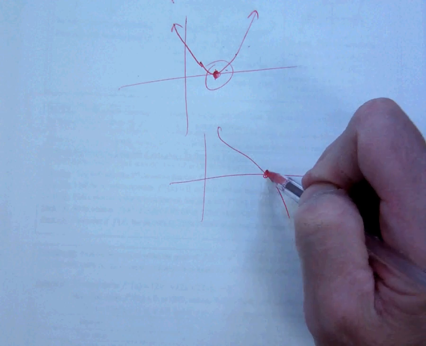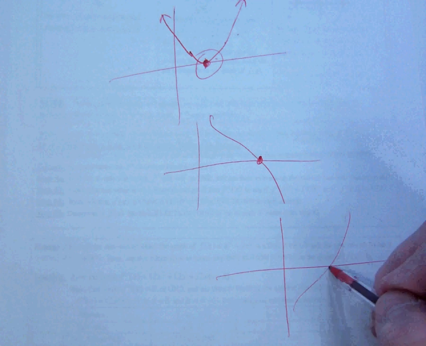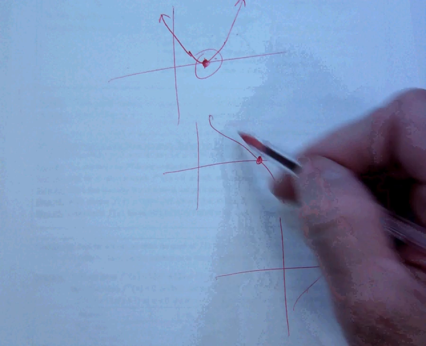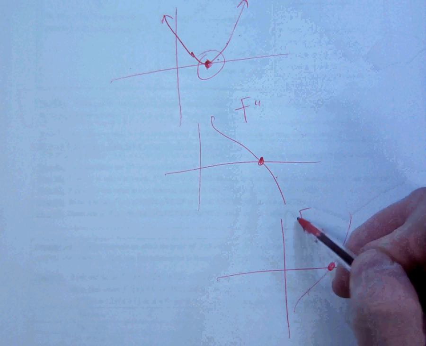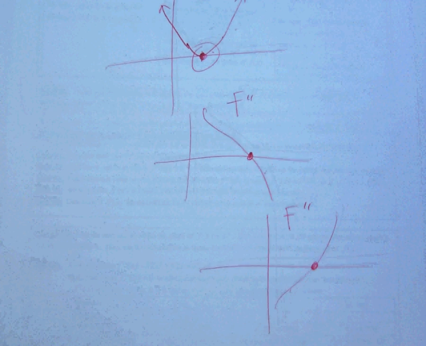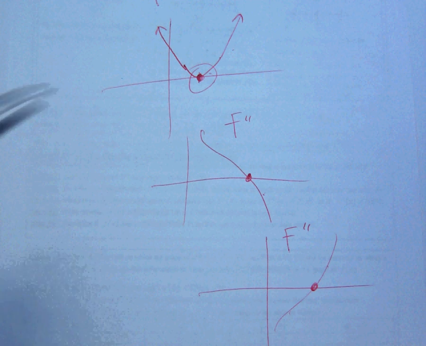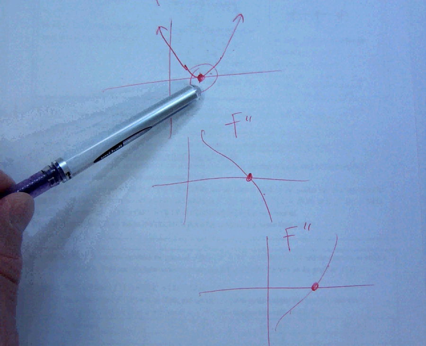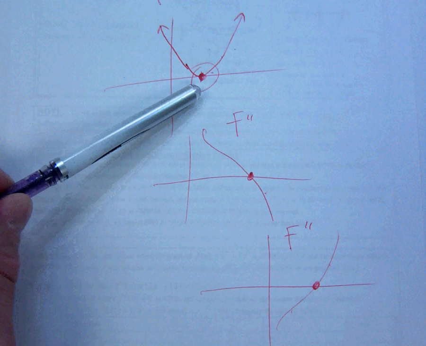You'd either have to have that or this situation, right? It would have to go from positive to negative or negative to positive, wouldn't it, before f would have an inflection point? Does that make sense, guys? So again, just because f double prime is 0 or undefined does not automatically mean there's an inflection point on f. Does that make sense?